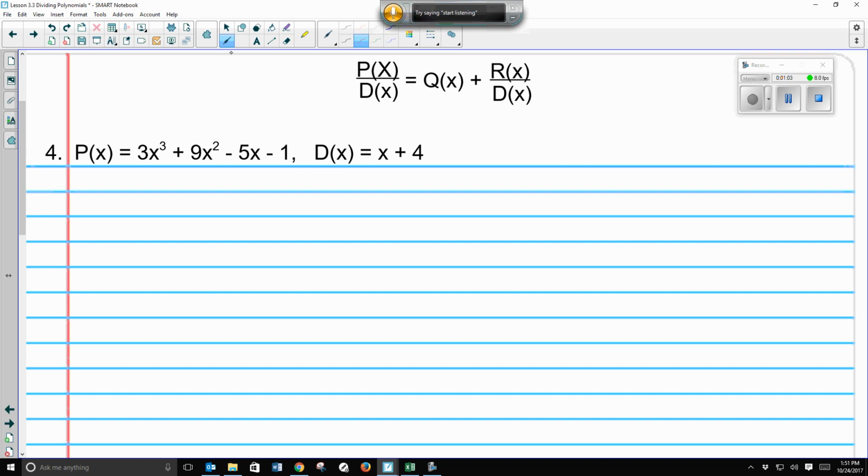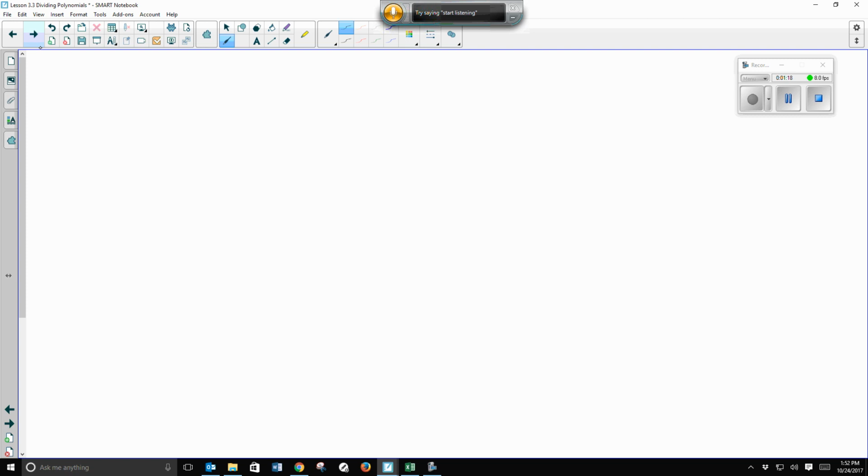Notice I'm using lined paper. There's a reason for that. If you don't keep everything lined up, you can mess this up very easily. First of all, let's look at something real quick.